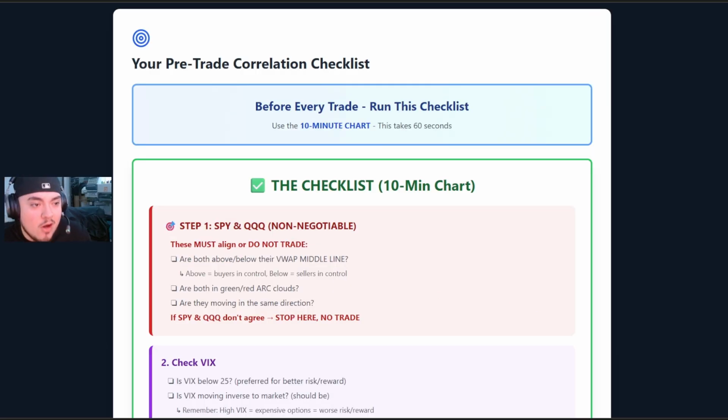All right. So, your pre-market correlation checklist. Before every trade, run this checklist. Use this 10-minute chart. This takes 60 seconds, guys. Once you do it on a daily basis, it shouldn't take longer than 60 seconds. Realistically, you're just looking at where price is in comparison to the VWAP bands and the clouds. So very simple.